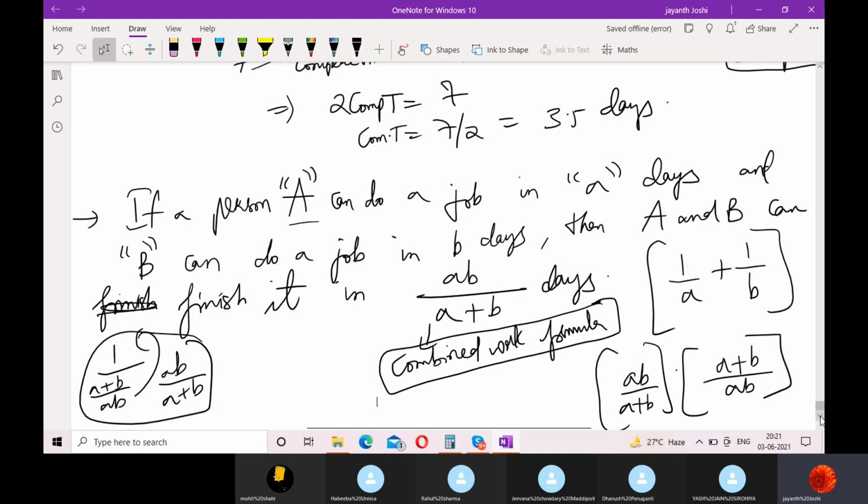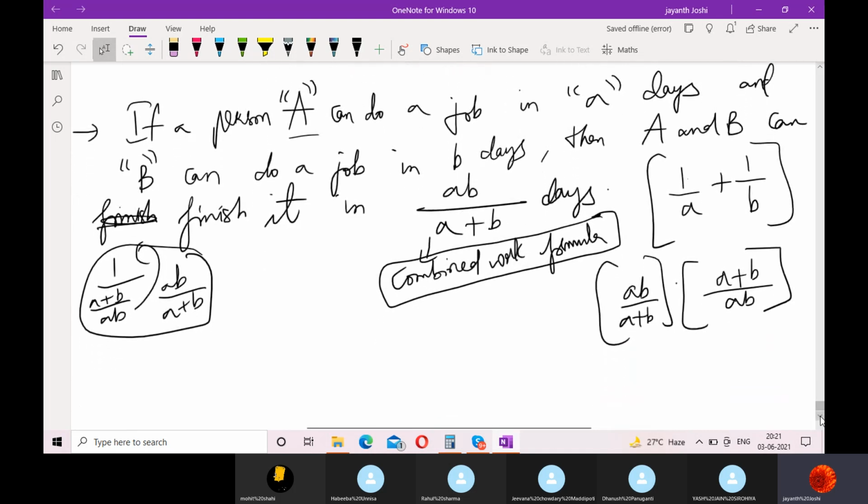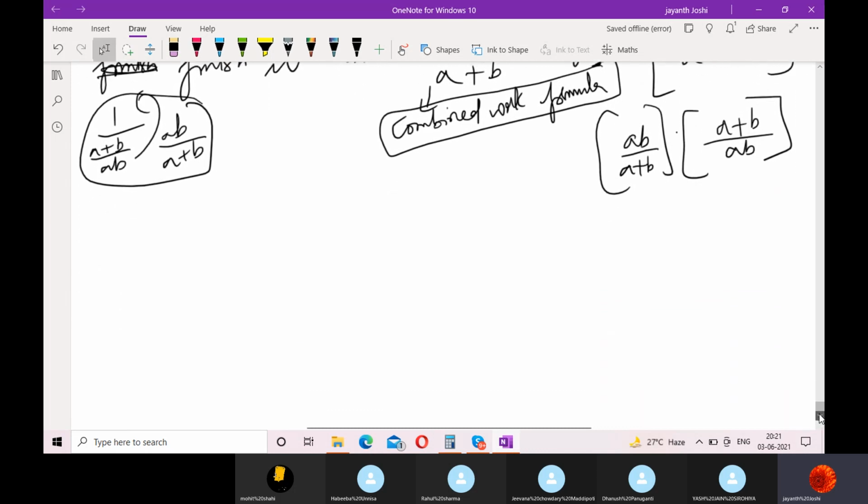Formula number 4. Don't go into the solving part and all. You just remember the formula. That's more than enough for you. You're writing an aptitude exam. They won't ask all these basics.